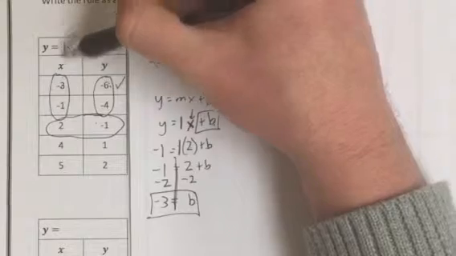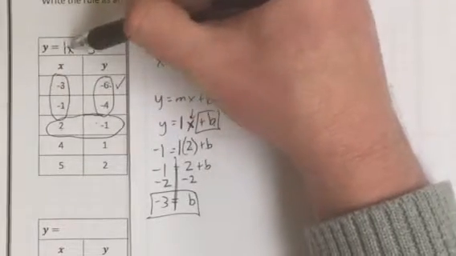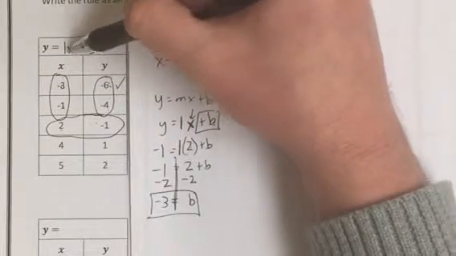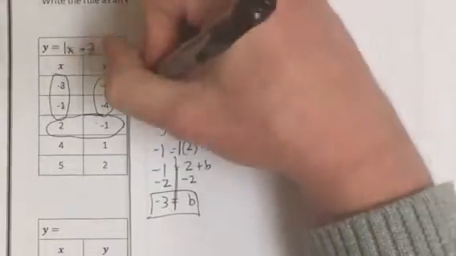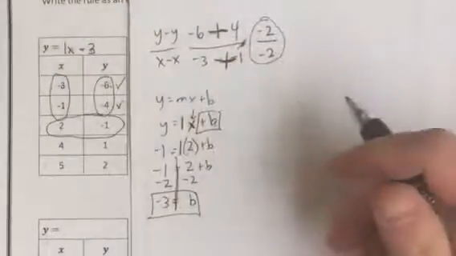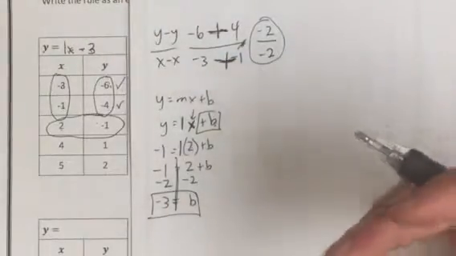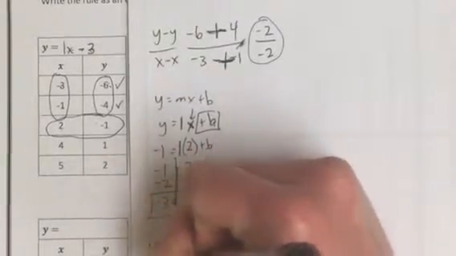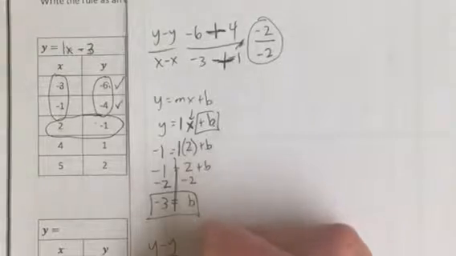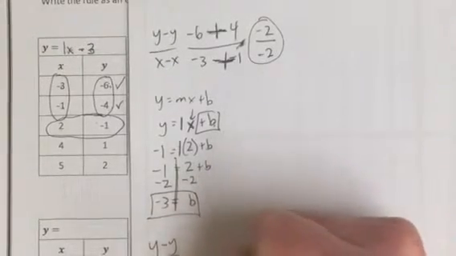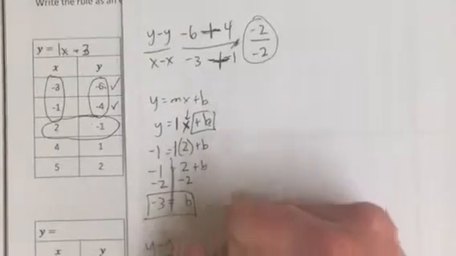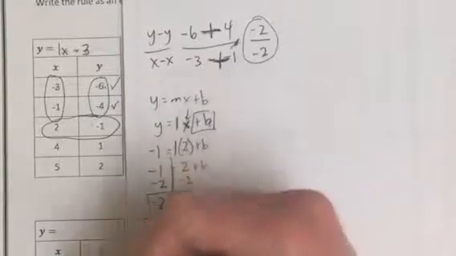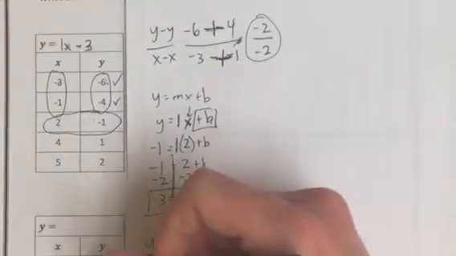See if it works again. -1, 1 times -1 equals -1. -1 minus 3 is -4. Checks out. And it will check out all the way. So that's how you solve this. You just have to do the y minus y over x minus x. Once you do that, you do y equals mx plus b. You substitute the m, and then you pick any value you want and substitute.